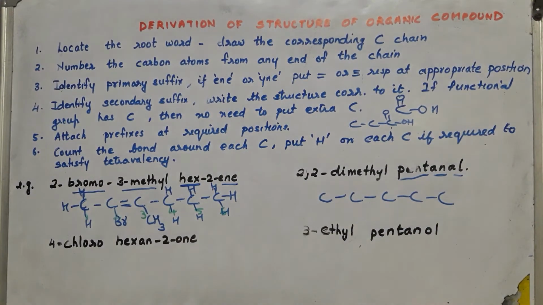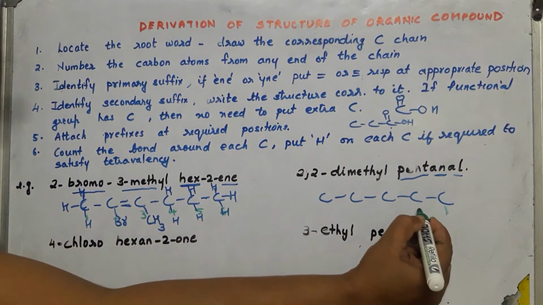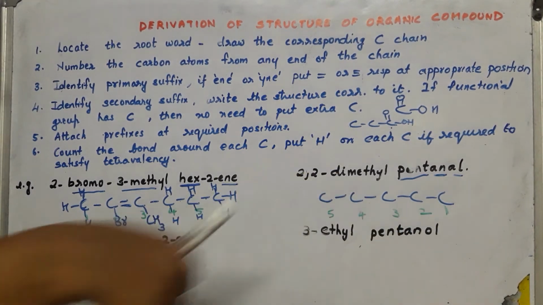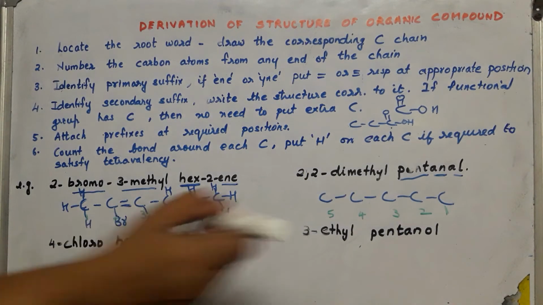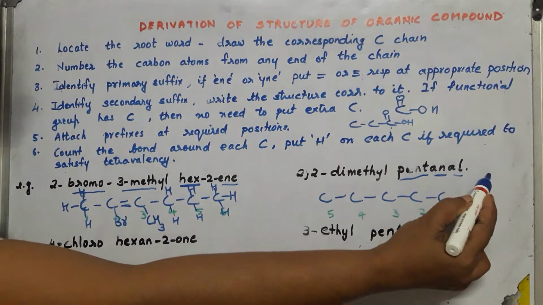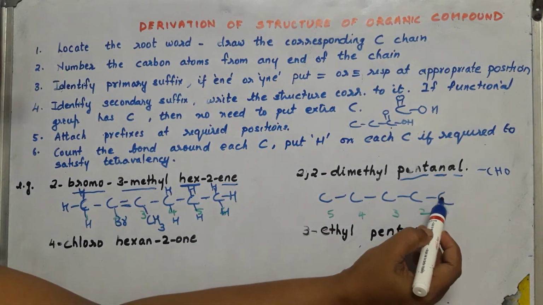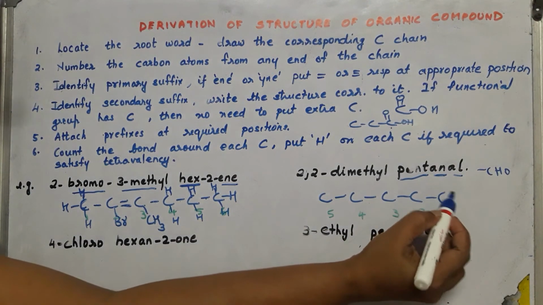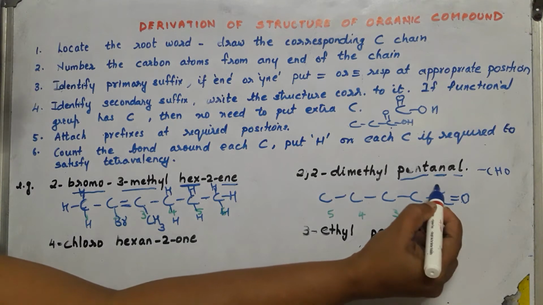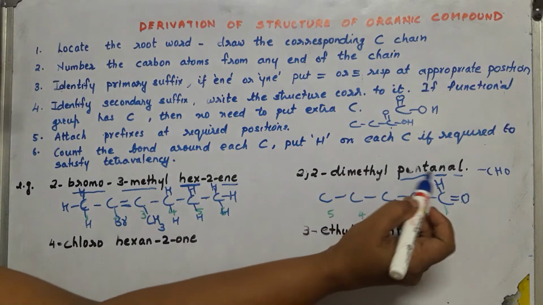So next thing is you have to number it. Numbering can be done from any end. 1, 2, 3, 4, 5. I have numbered like this. Now on the first carbon you have to give the CHO group. So al corresponds to CHO. So already carbon I have written. Remaining part of the CHO you give: C double bond O H. This is CHO. That is over.